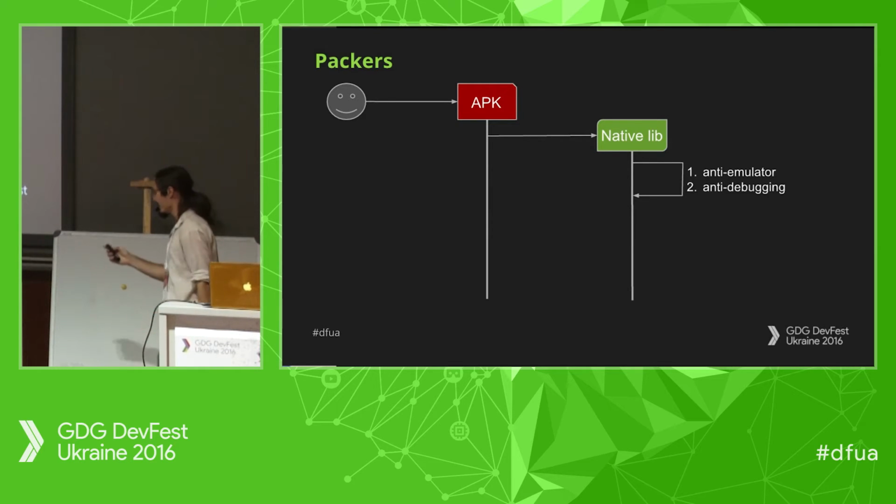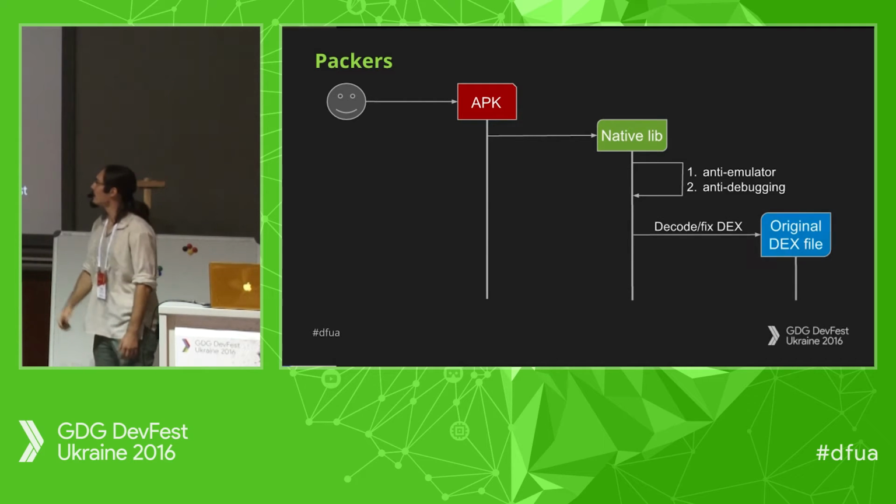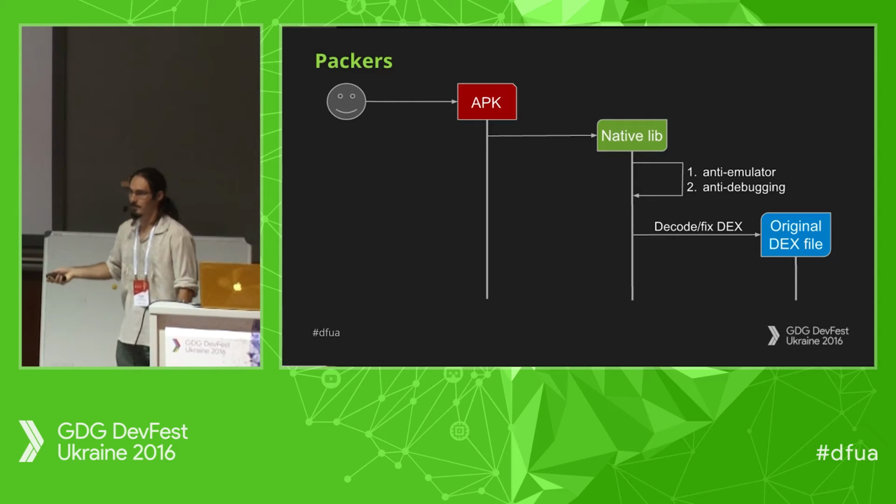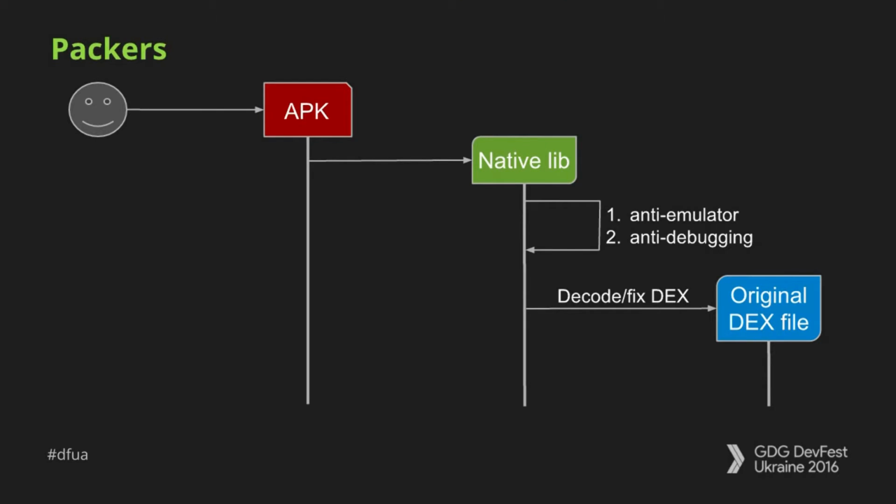But if everything is okay, this native lib loads the encoded DEX and decodes it. After this, it uses the DEX class loader to start your application. Of course, an attacker is able to make a memory dump of your application and get the encoded DEX file from memory, and from this encoded form he will get a smaller representation. But it's a more complex way.